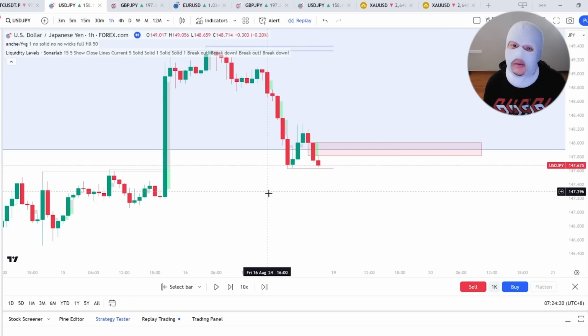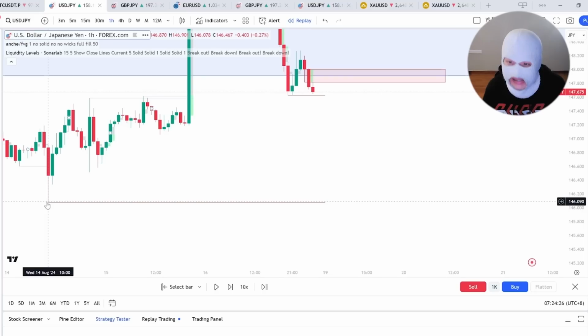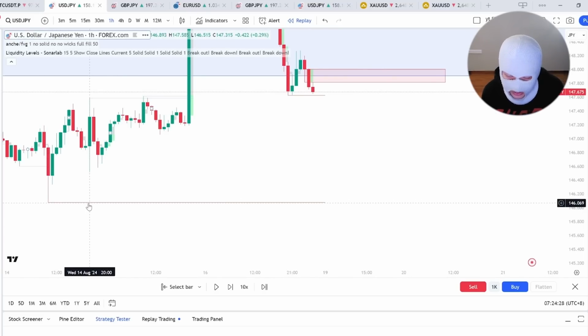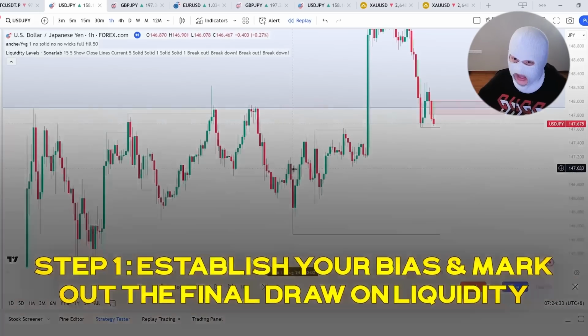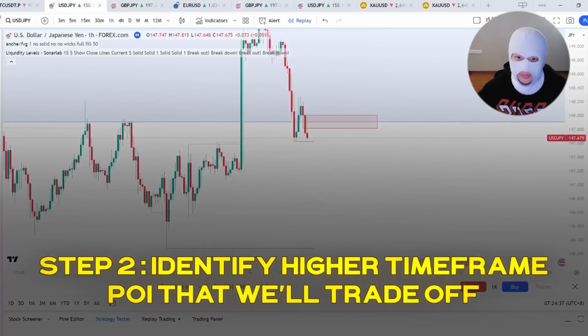That gives us a bearish bias. The indicator has also marked out this sell-side liquidity pool right over here as a target. Now, don't forget the rejection block that we marked out on the daily time frame. That is step 1 done. Alright, now let's move on to step number 2.